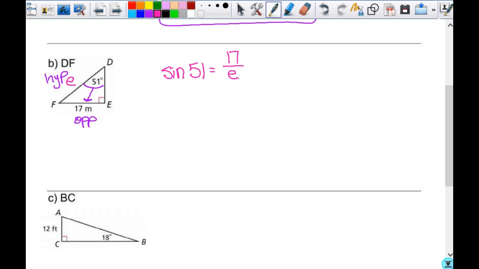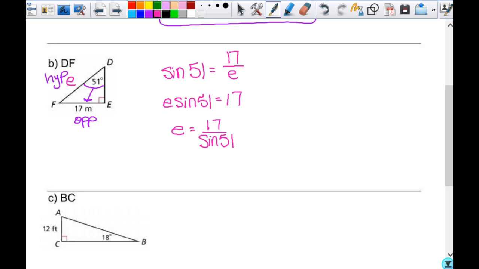Multiply by both sides. So I'm going to get e times the sine of 51 equals 17, then what do I do? Divide by the sine of 51, because that just represents a number. So e is equal to 17 divided by the sine of 51.